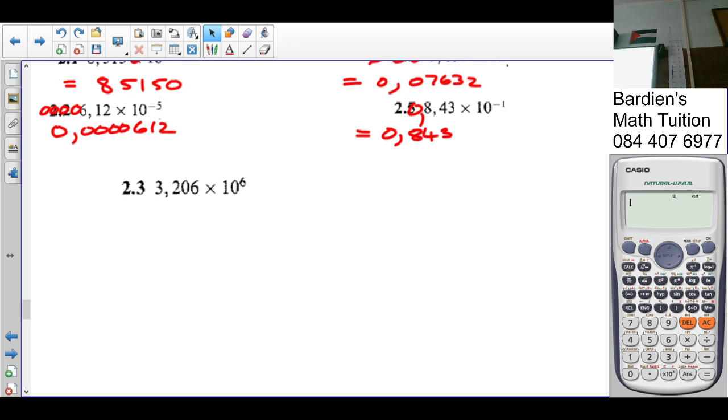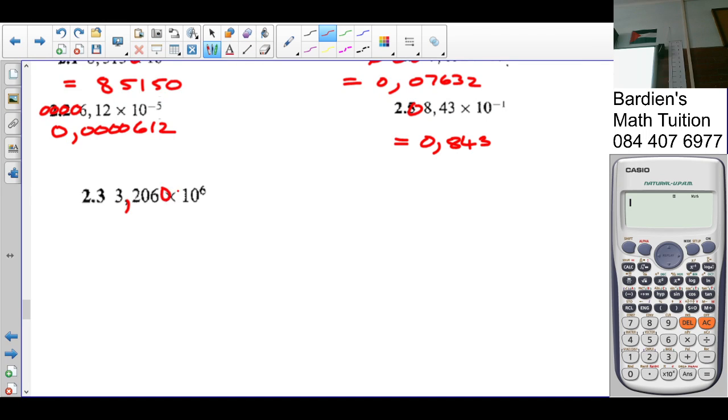The last one is 3.2. Is this comma going to move from left to right? Right. How many units is it going to move to the right? 6. So just add zeros there. So I'm going to move it 1, 2, 3, 4, 5, 6. I don't need those two. So that's going to simply be 3,206,000. And there we go. Does it make sense, people? Okay.